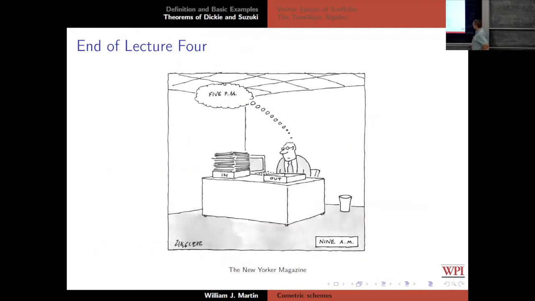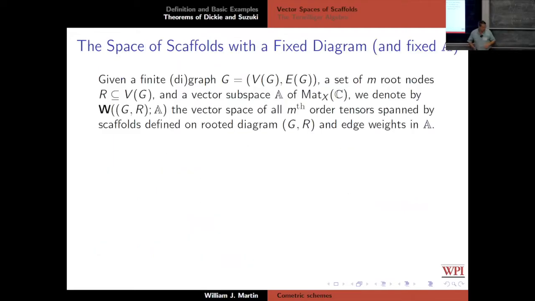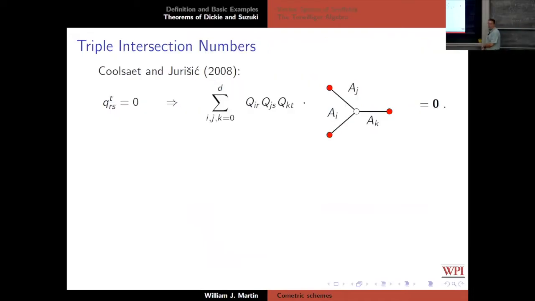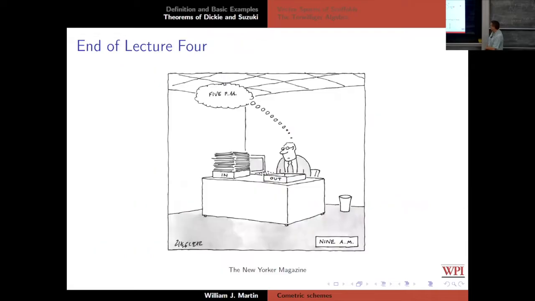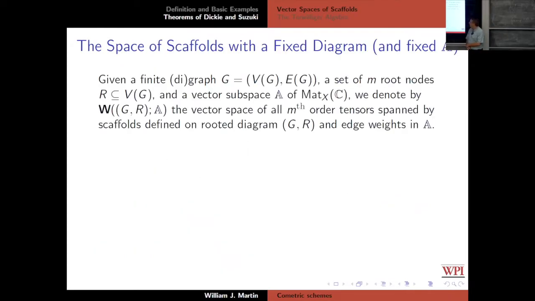Okay, so the triple intersection numbers are there, but do I have time to go a little bit further? I have time to go a little bit further. Should I skip the cartoon? Yeah, because it said end. Yeah, I thought I would run out of time. So I'm going to go a little bit further. I'll come back to the cartoon, I promise.